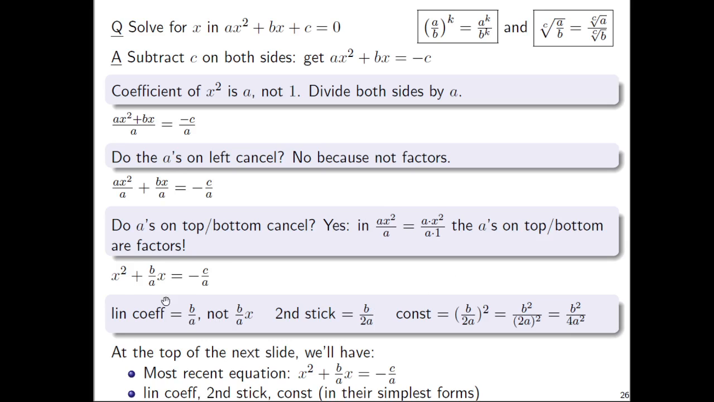We have the most recent equation here. X squared plus b over a times x equals negative c over a.